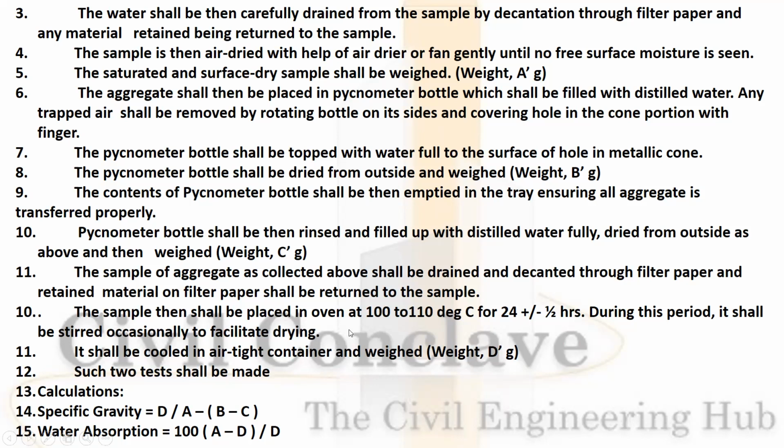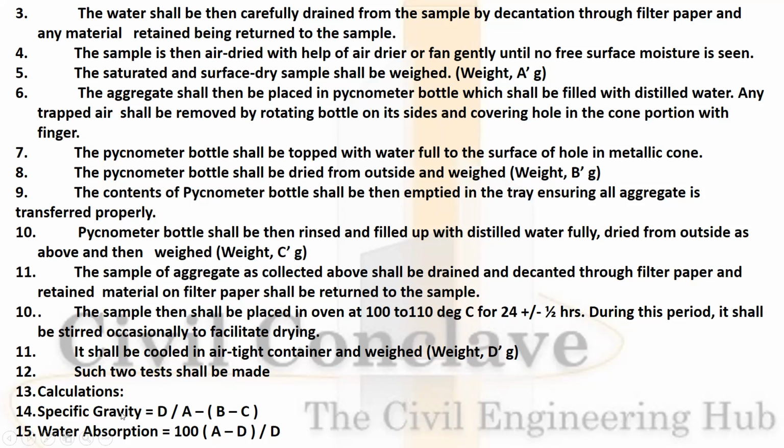The sample of aggregates collected shall be drained through a filter paper, and the material retained on the filter paper shall be returned to the sample. The sample shall be placed in the oven at a temperature of 100 to 110 degrees centigrade for 24 plus or minus half an hour. It shall be cooled in an airtight container. Two such tests shall be made.